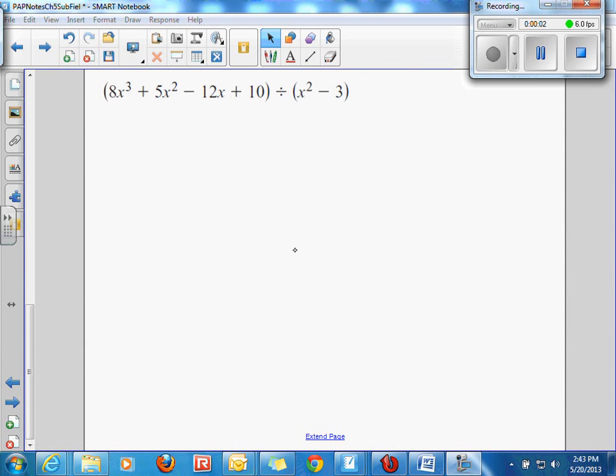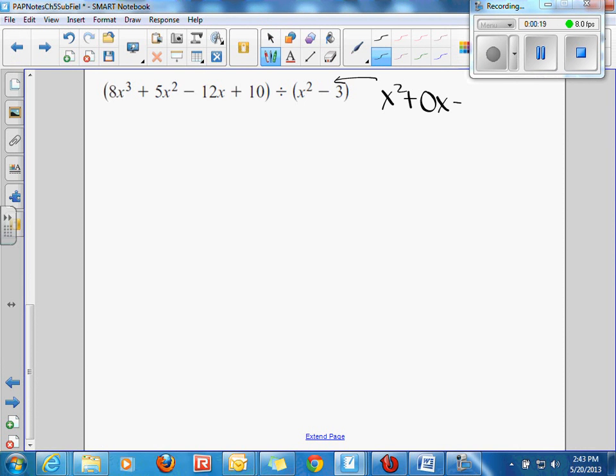This is the last long division sample on the sample page. So let's set up our division here. To set up your division, the divisor can't have any gaps in it. So I'm going to rewrite this as x squared plus 0x minus 3, because it currently didn't have any x to the power of 1 in our equation.